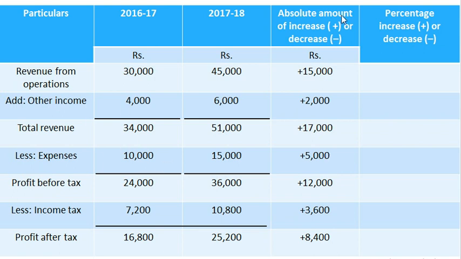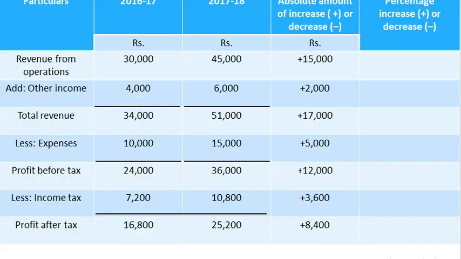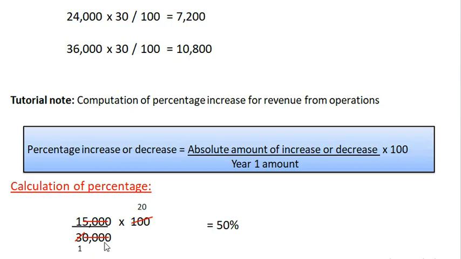After finding the absolute amount of increase or decrease, we have to find the percentage of increase or decrease. The formula is absolute amount of increase or decrease divided by year 1 amount, into 100. That is, for the percentage of revenue from operations, the absolute amount is 15,000 by the year 1 amount, which is 2016-17, that is 30,000, into 100. 15,000 by 30,000 into 100 gives you 50%.